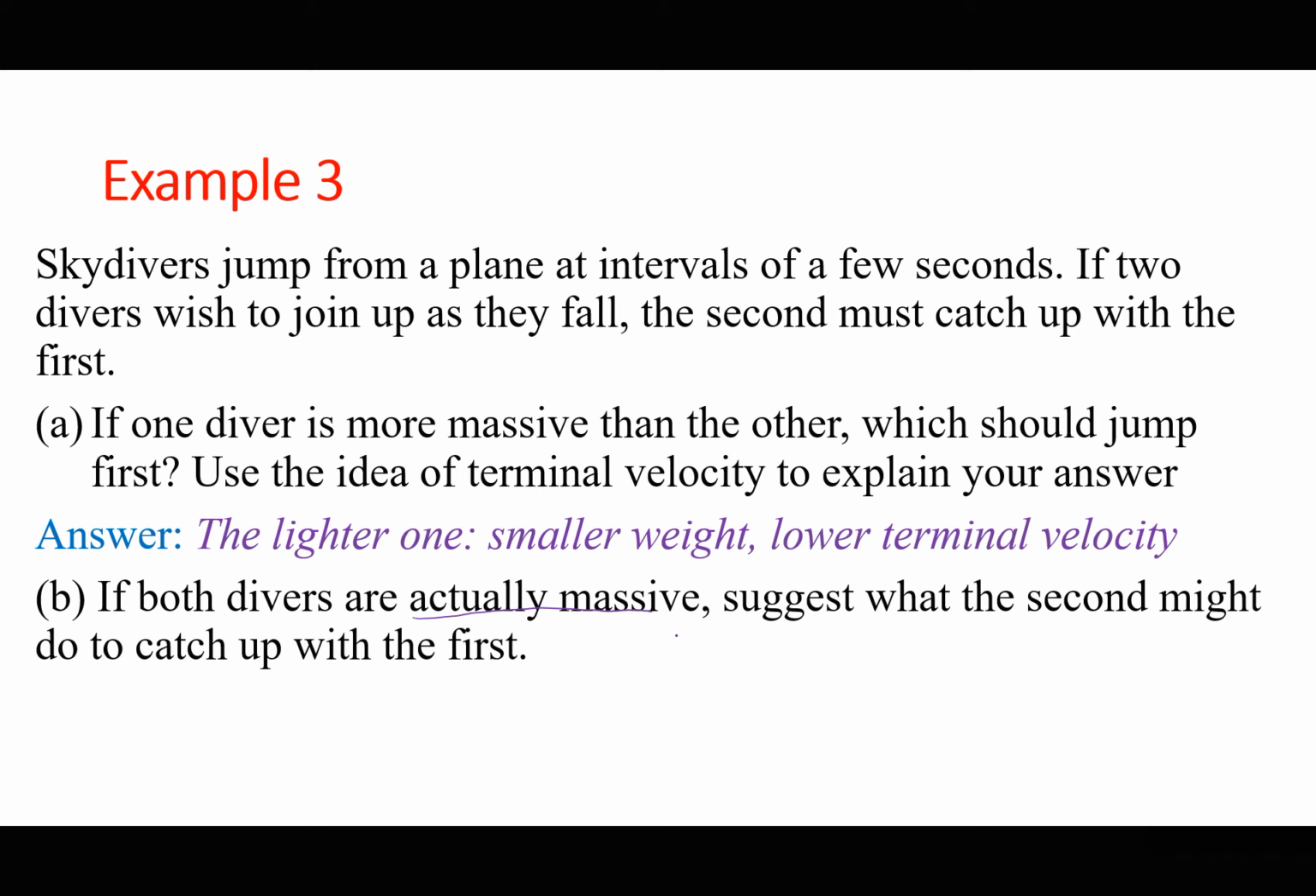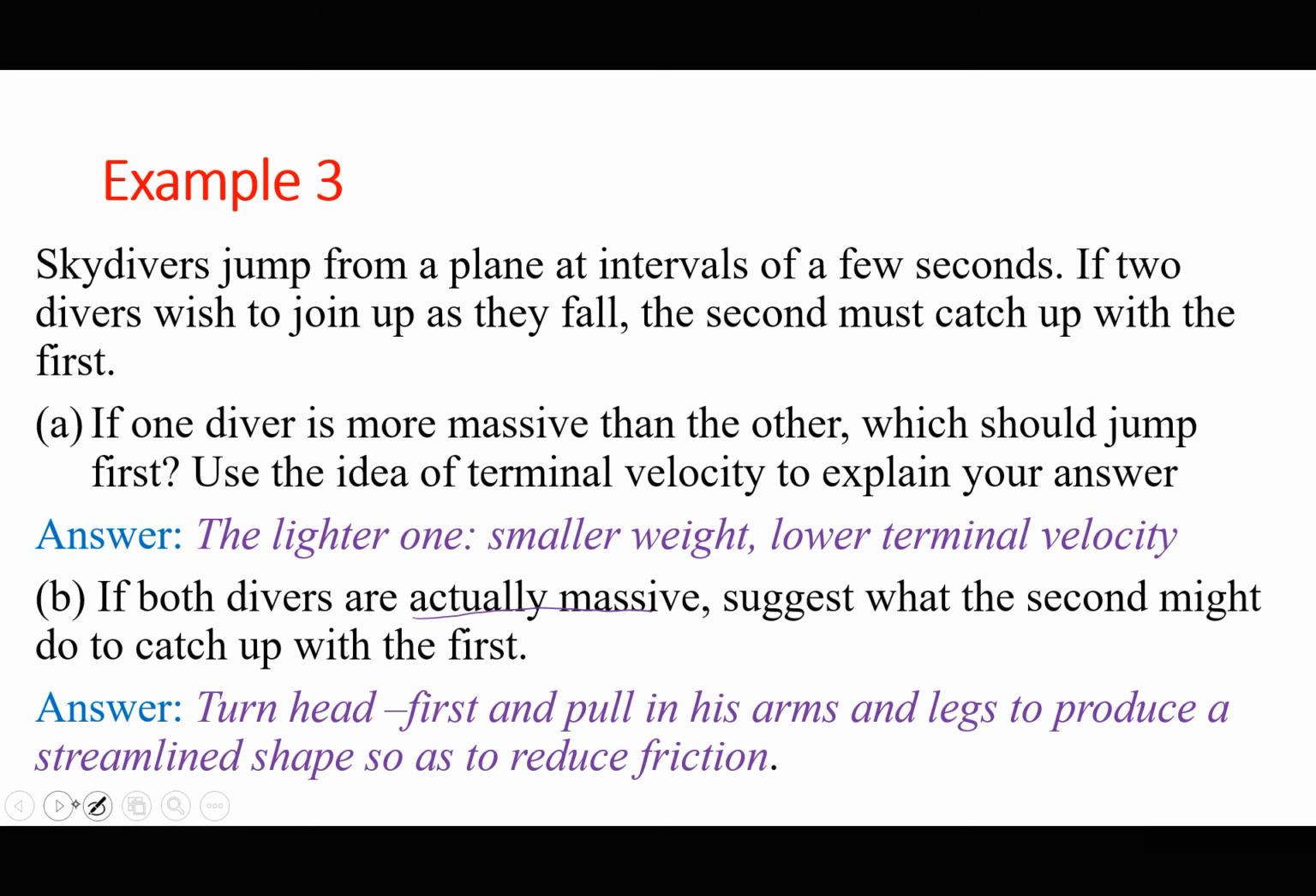So if the first jumped earlier and they have the same mass, then the second diver must find mechanisms of reducing their surface area so that their speed increases very rapidly. For example, turning head first and pulling in their arms and legs so that they have a streamlined shape to reduce air resistance or friction. They are thereby increasing their speed very fast so that they catch up with the first diver.